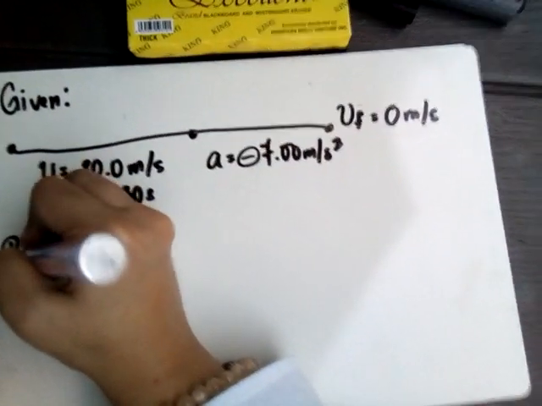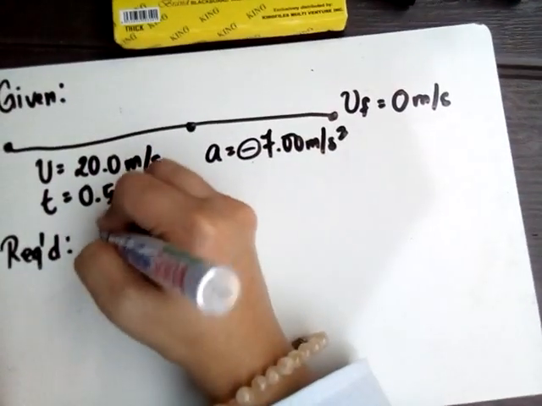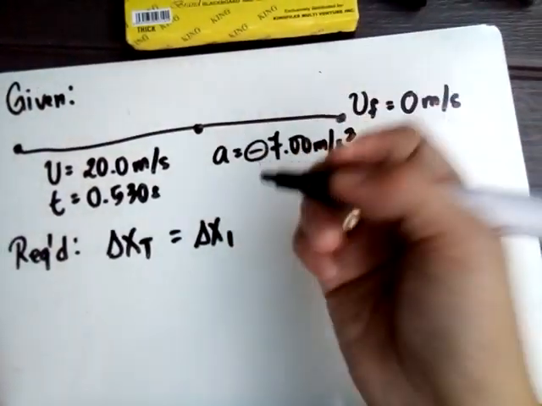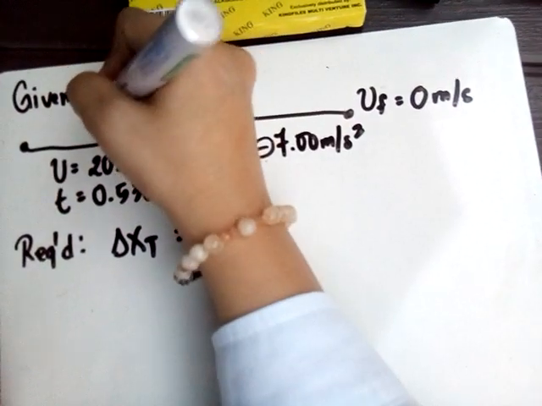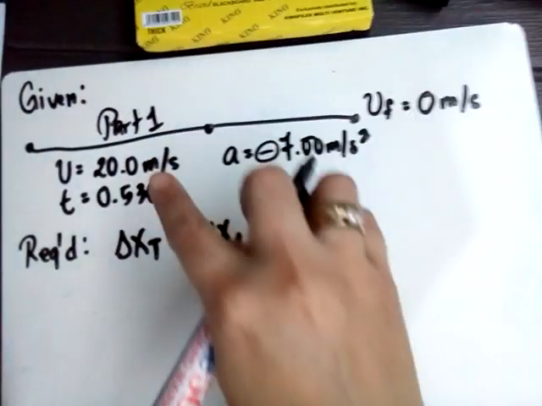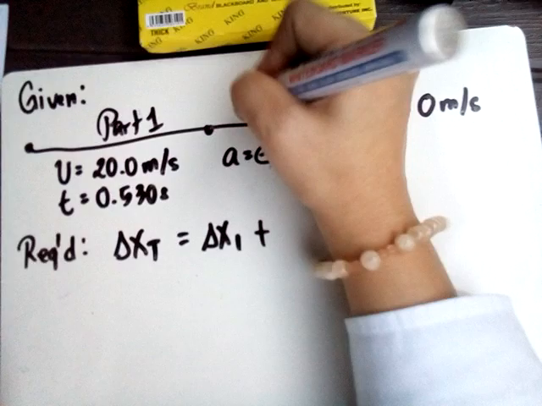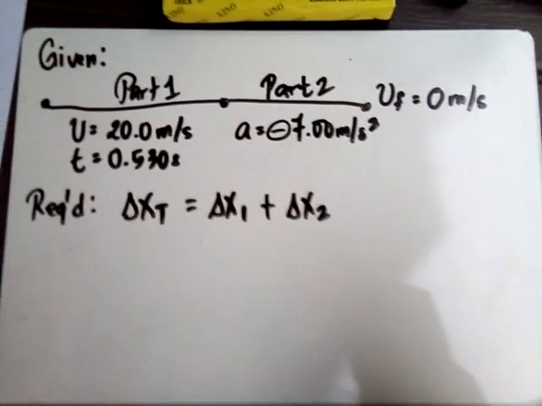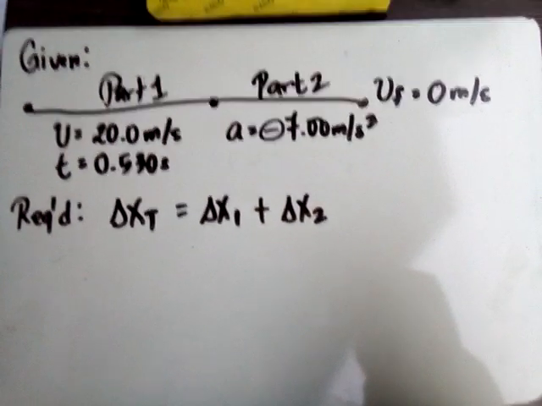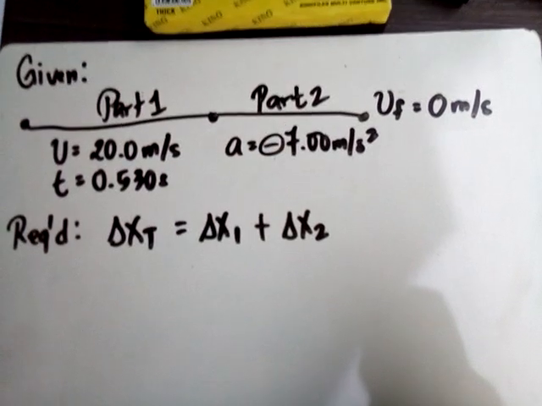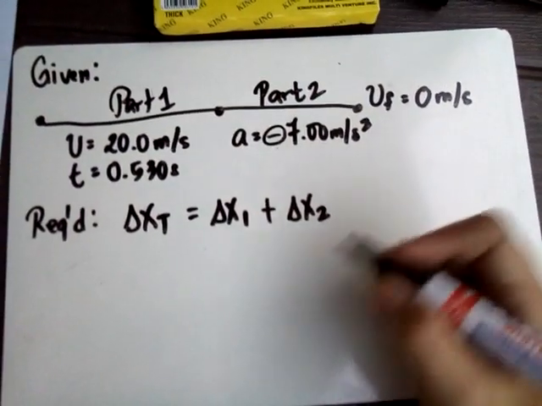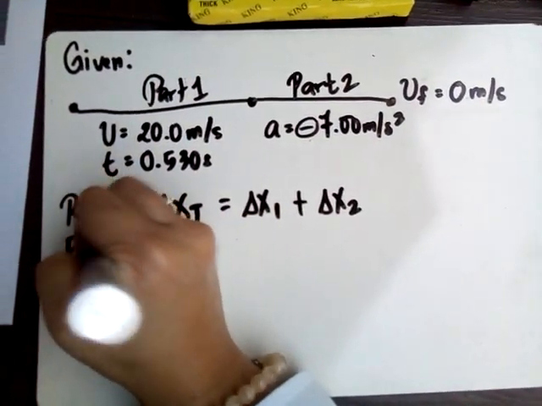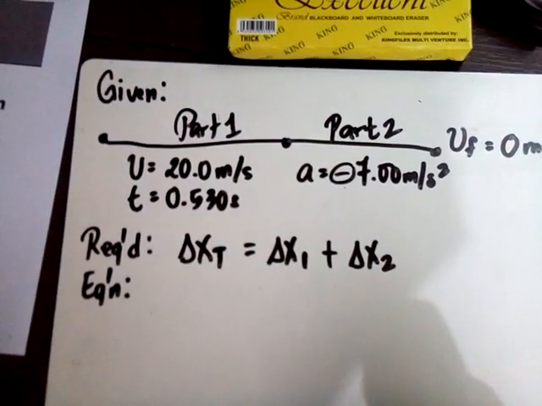So for our required, we need the total displacement of the car. Now, how will we get the total displacement of the car? We need to get the total displacement in part 1 of the motion and the total displacement in part 2. So we can get total displacement by getting the sum of delta x1 and delta x2. Okay, let's solve for delta x1 first and delta x2. Now, we will use our working equation. So let's consider part 1 first.